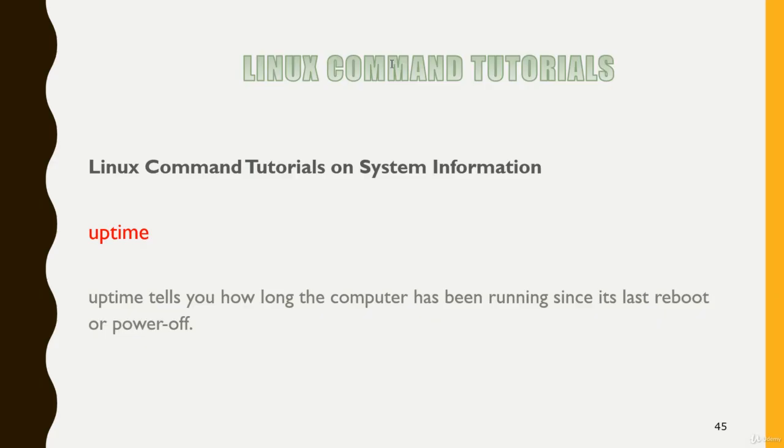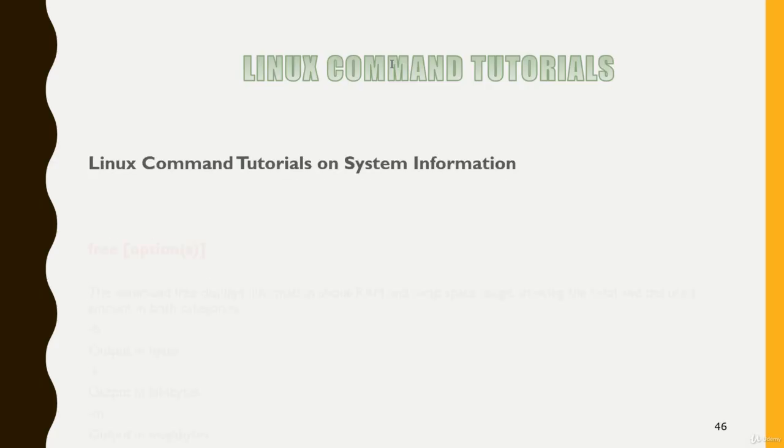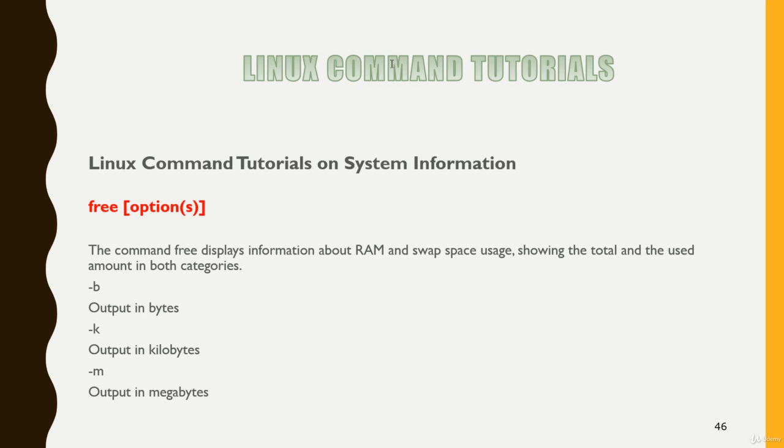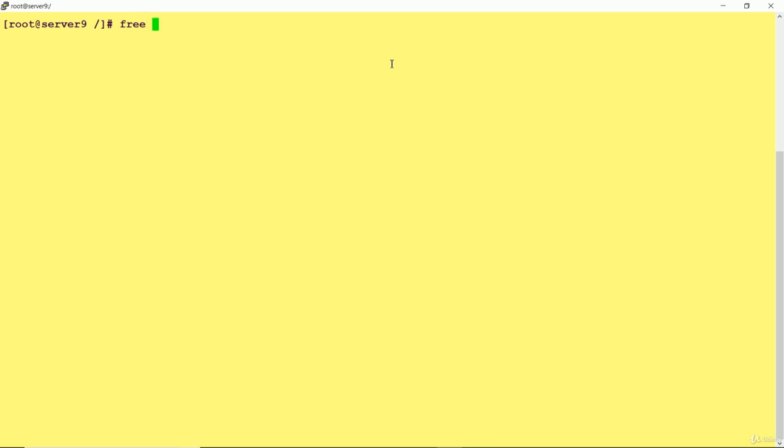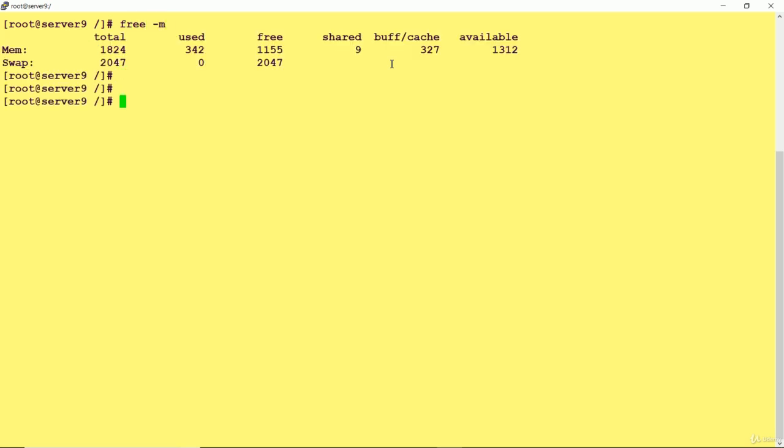Okay, so let's move to the next command. The next command is the free command. The free command is also a very important command. With the free command, you can get information about the total amount of physical memory available on your system. How can we use that? It's very simple. You have to give the command free -m. So you will get the information of the memory on your system.